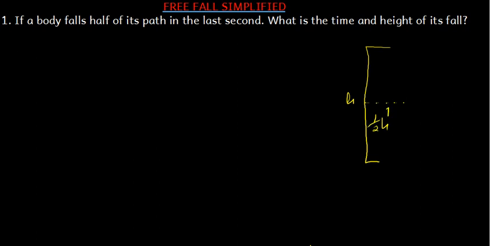It took the last second, so we have got the last second here. The time is 1 second. Now let's consider that the time the body will take to fall the height h is t. First, what is the height which it has already fallen? So we just say h minus half h, that is also half h.